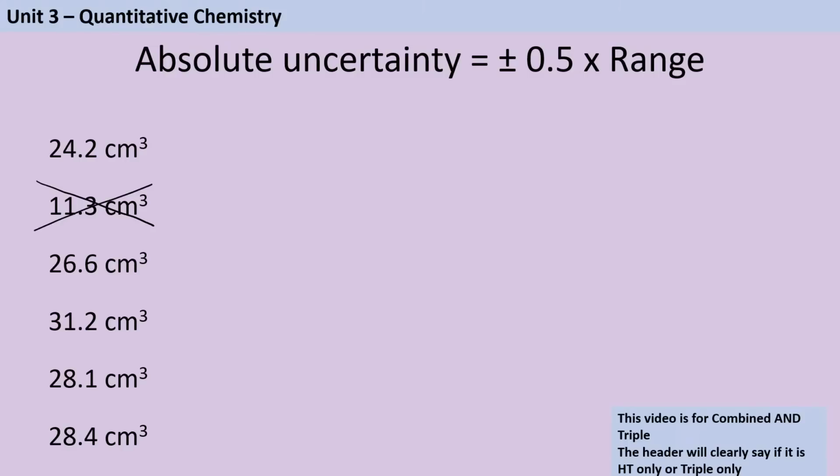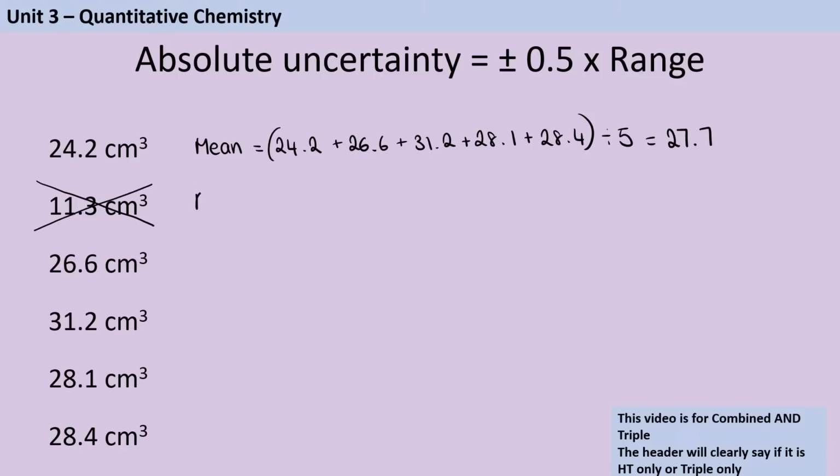I would say that is an anomaly. It's no good. And then I would calculate a mean by adding them all up and dividing by the number that are left. And then I'm looking for the spread of values around the mean. So I would work out what the range is, and then I would halve that, and I would express my uncertainty as plus minus, and then that halved range.